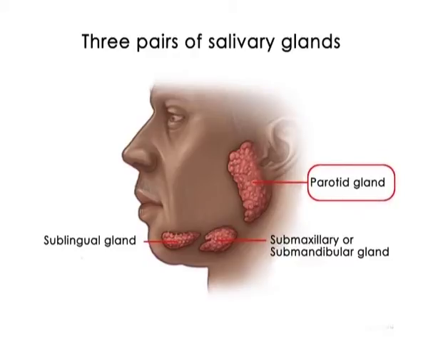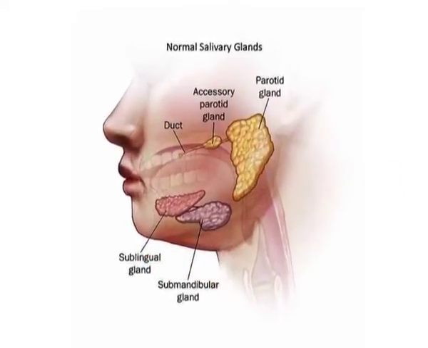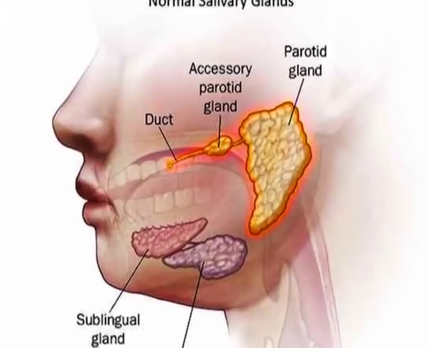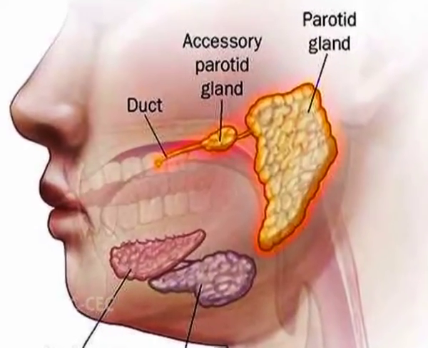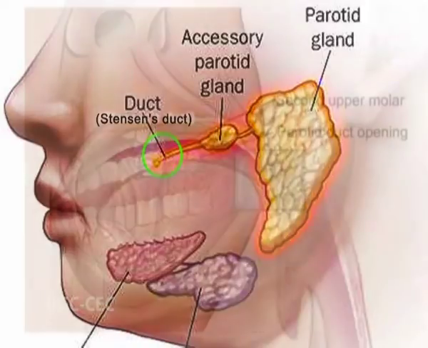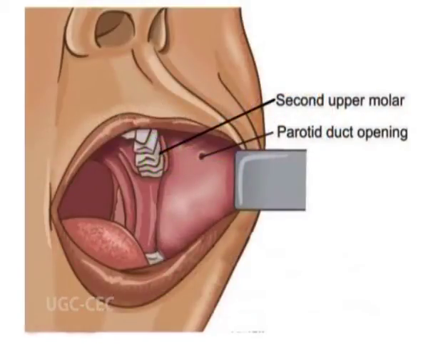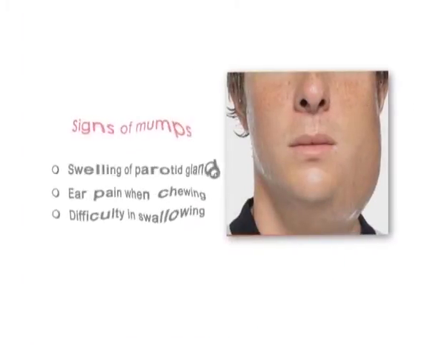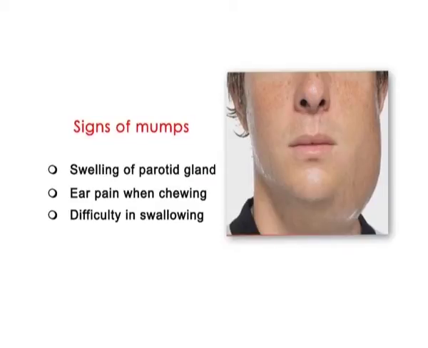Number 1. Parotid glands. These are the largest salivary glands. They lie on the sides of the face, just below and in front of the ears. The parotid ducts, which are also known as Stensen's ducts, open into the vestibule opposite the upper second molar teeth. Viral infection of the parotid glands causing swelling and pain is the disease called mumps.